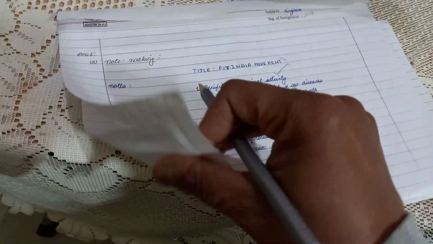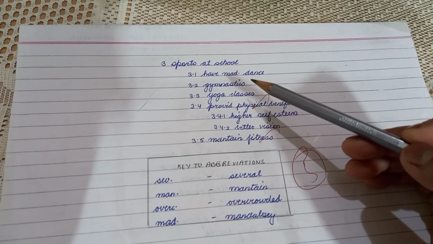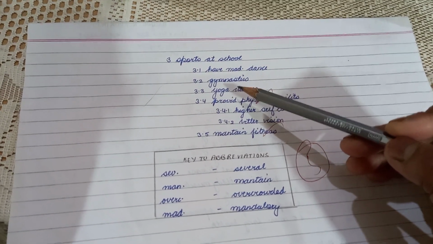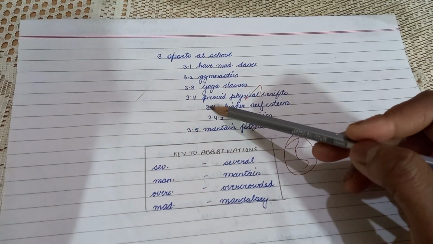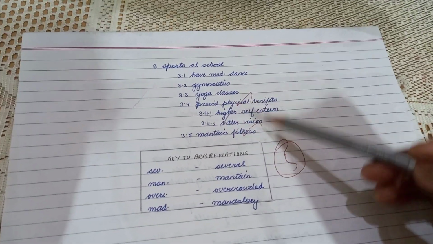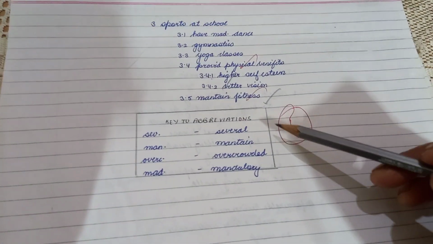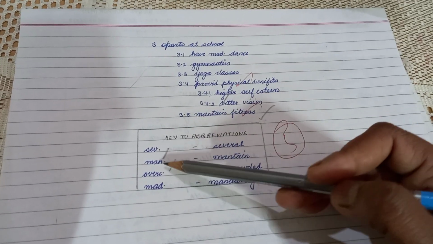So let's come on to the next one, how are we going to write it. See, sports at school have MAD dash dance, so we will look after, and gymnastics, yoga classes provide physical activity benefits. See, 3.4. So subheadings are there, 3.4.1, 3.4.2. So this is the main idea by which we can write the answers. And key to abbreviation is what? See, SEVL and all these, and they store.